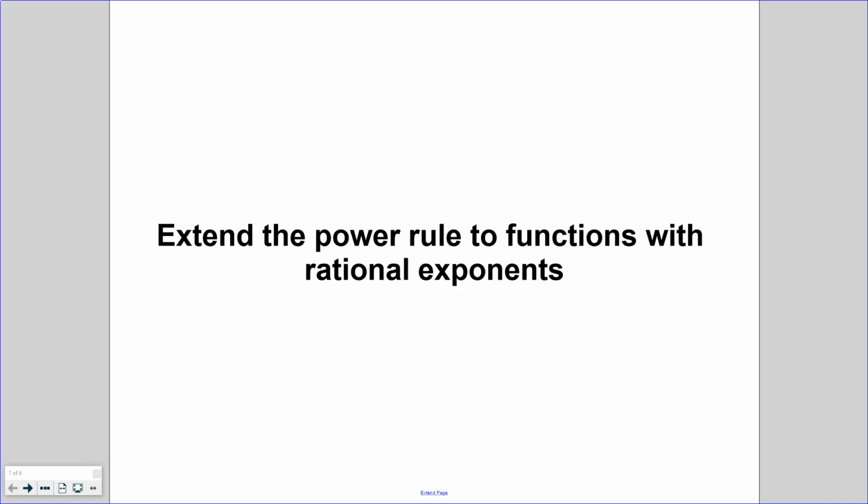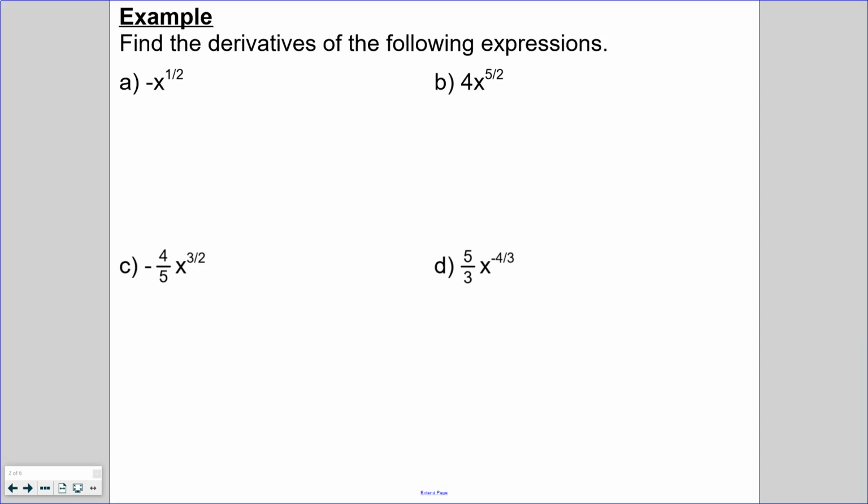Extend the power rule to functions with rational exponents. So for our first example, we're going to look at 4 expressions with rational exponents. And we can see that all these expressions have rational exponents because they all have fractions as powers. Now, to take the derivatives of fractional exponents, we're just going to use the normal power rule as usual.